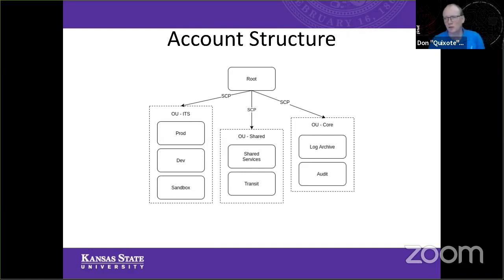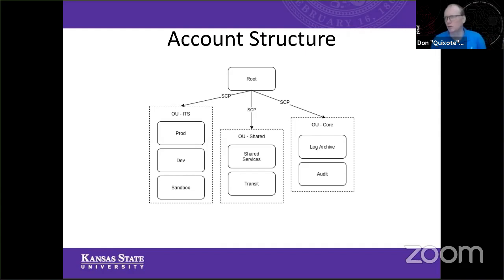You can see that our prod, dev, and sandbox, those are where our major workloads are running. They're in one OU, and they get the policies that are like a workload account. And then our shared accounts, basically shared services, where you've got DNS and directory services and that sort of stuff. And then our transit account that does all of the routing are in a shared OU.